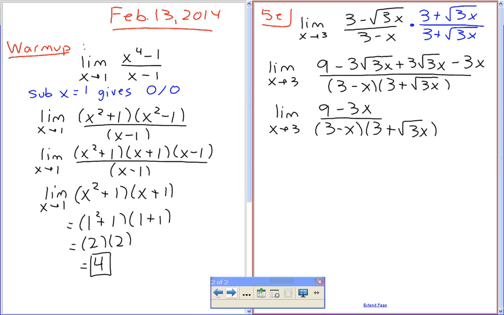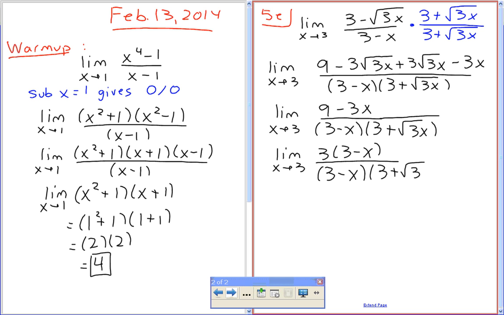Okay, Matt, we're so close. What do you get so far? What should I do now, please? Here on the 3 on the top. Lovely. Limit as x approaches 3 of 3 times (3 minus x), all over (3 minus x) times (3 plus root of 3).